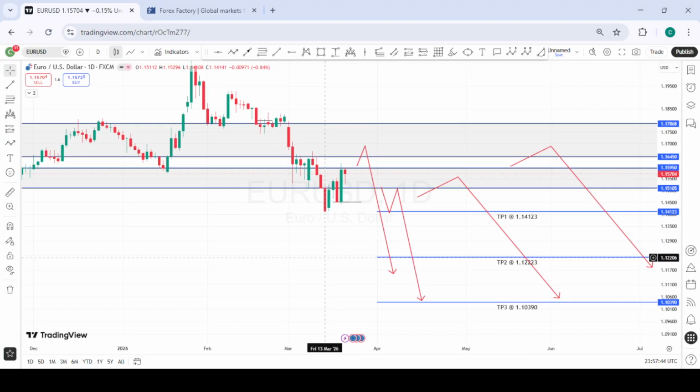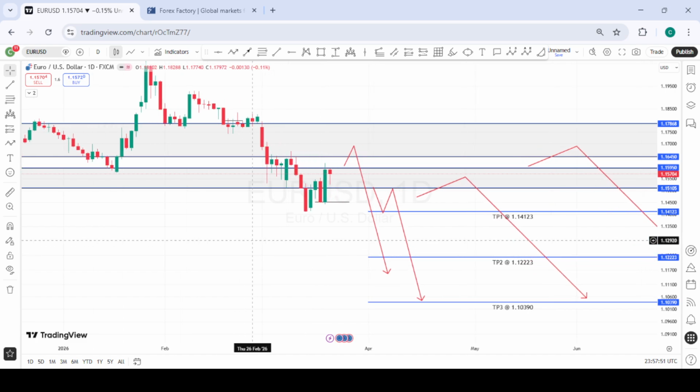So we just have to be patient since price has already reached our first area of interest. So we just have to see how price plays out for the coming week.